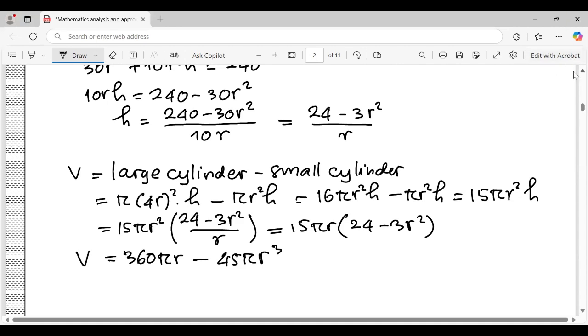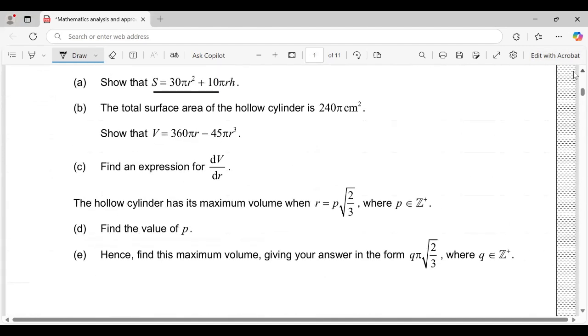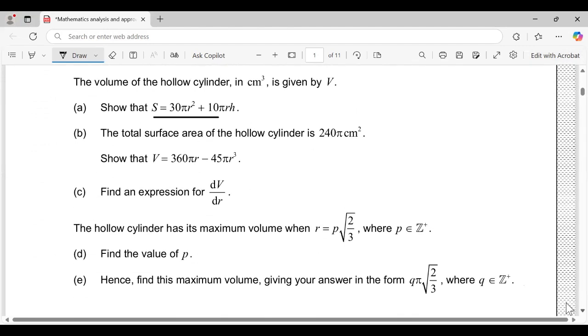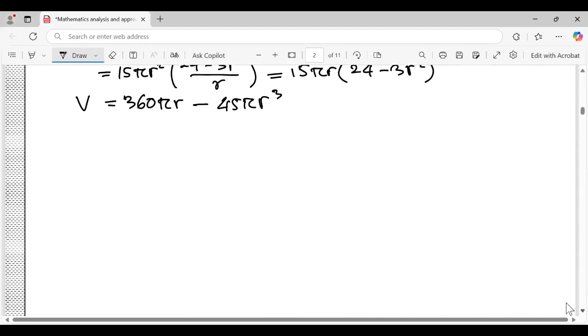Next question, part C. Find an expression for dV/dr, the differential of the volume. This is V, so dV/dr. Part C. dV/dr is the differential of this expression, 360 pi minus 3 times 45, 135 pi r squared. So this is the differential of the volume.